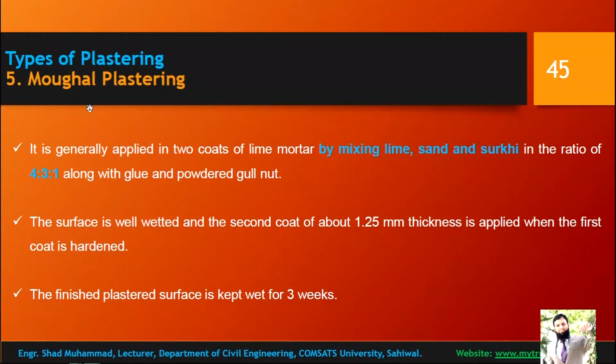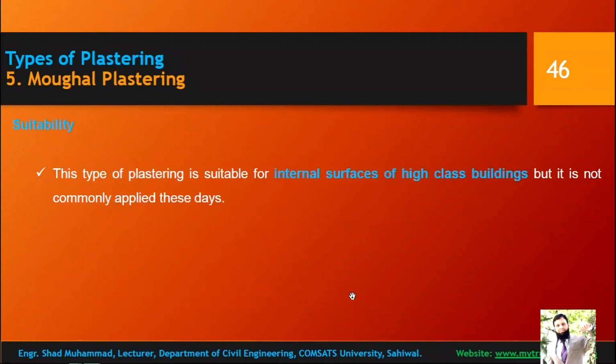The fifth type of plastering is the Mughal plastering. It is generally applied in 2 coats of lime mortar by mixing lime, sand and surhi in the ratio 4:3:1, along with glue and powdered gulnuts. The surface is well wetted and the second coat of about 1.25 millimeter thickness is applied after the first coat is hardened. The finished plaster surface is kept wet for 3 weeks. Suitability: it is suitable for internal finishing of high class buildings and is not commonly applied these days. Mughal plastering is extinct nowadays.